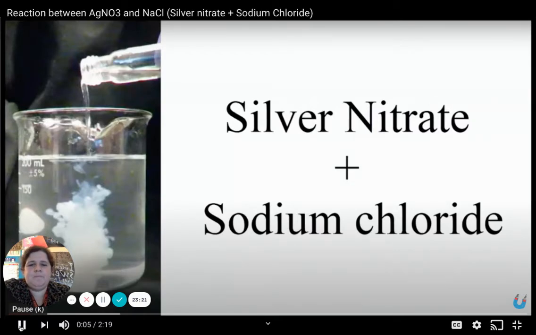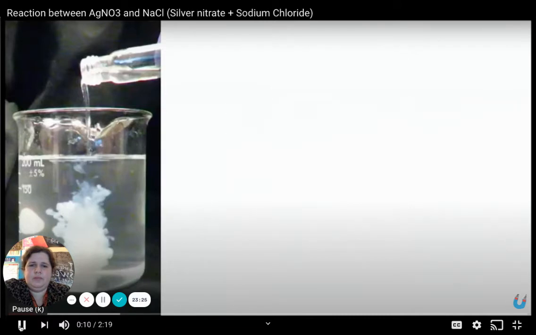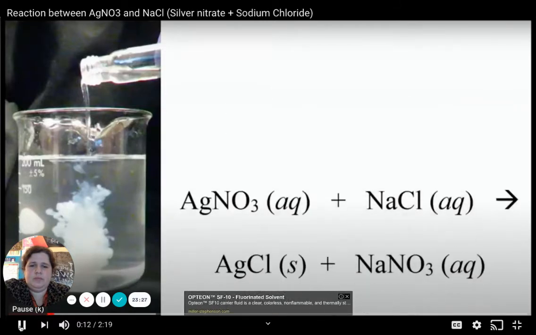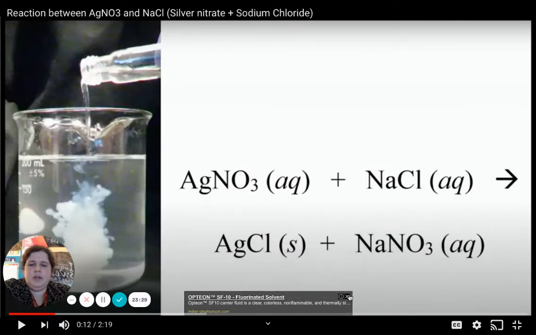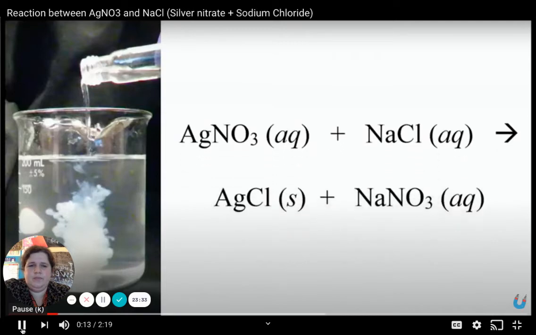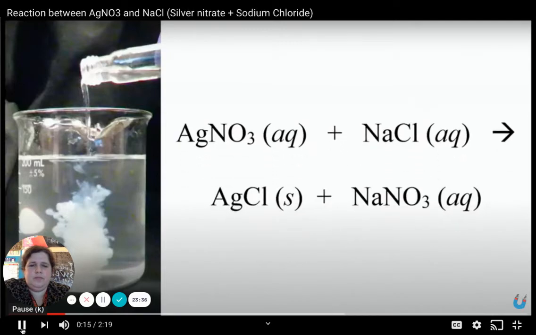Sodium chloride. So we're talking about silver nitrate. That's AgNO3. And sodium chloride is NaCl. So the silver nitrate is the same stuff that we saw making the Christmas tree just a few minutes ago. You could write the equation like this, where the aq stands for aqueous, dissolved in water. And the s, after the silver chloride, the AgCl, that's a solid.